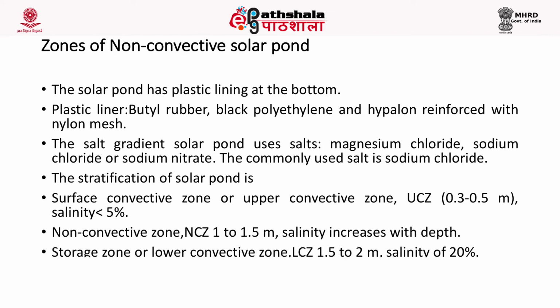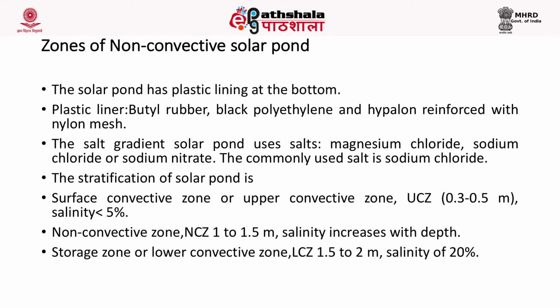The salt gradient solar pond uses salts like magnesium chloride, sodium chloride or sodium nitrate. The most commonly used salt is sodium chloride because of the earlier characteristics which make it more suitable for this use. The stratification of the non-convective solar pond is divided into 3 zones. One is the surface convective zone, also known as the upper convective zone, abbreviated as UCZ. The second is the non-convective zone, that is NCZ, and the third is the storage zone or the lower convective zone, that is LCZ.